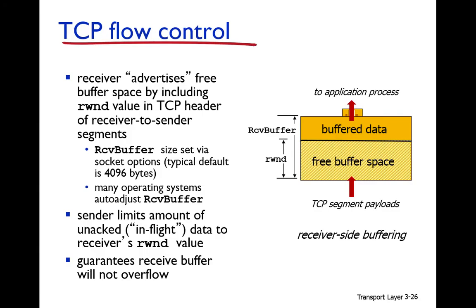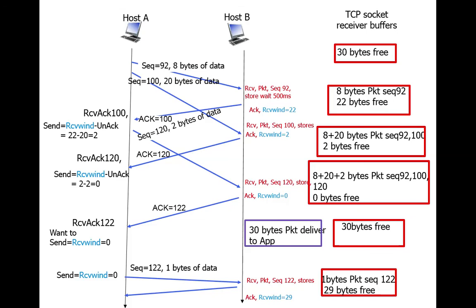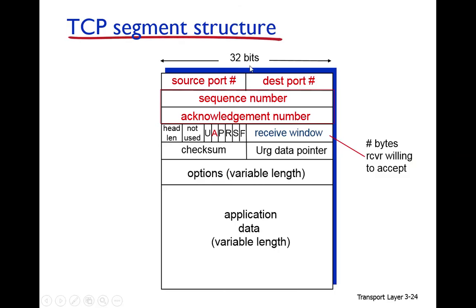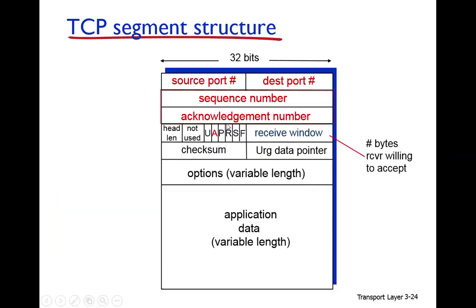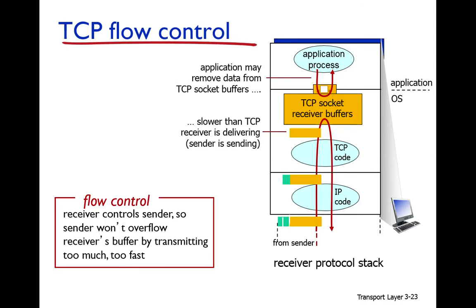So we have discussed flow control in detail. I think it will be clear to you. The receive window field is used for flow control, and in this way TCP controls the flow and avoids overflow of the receiver buffer.